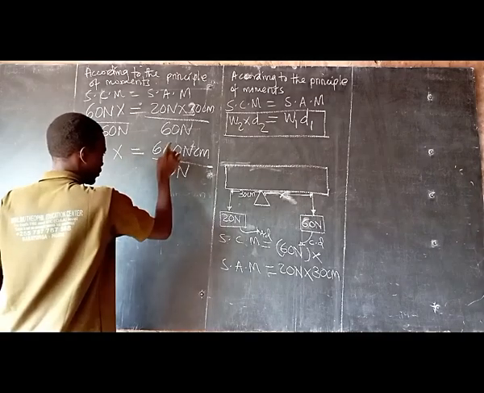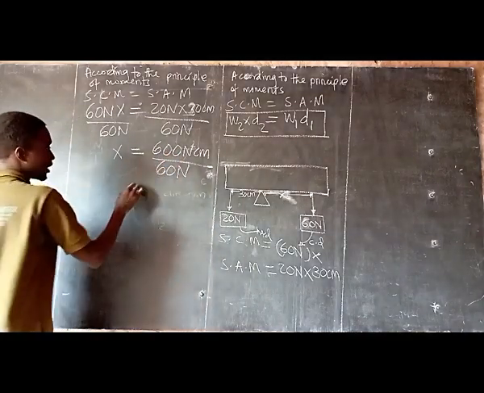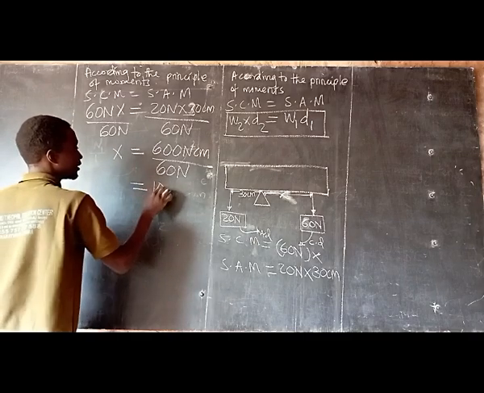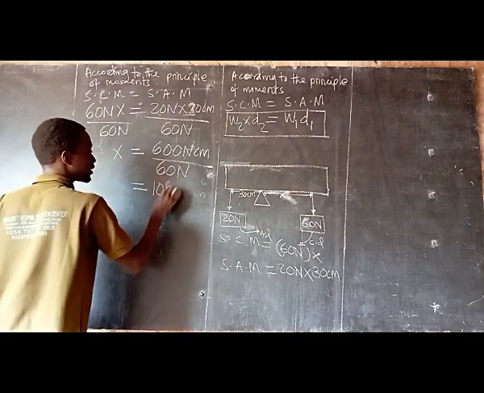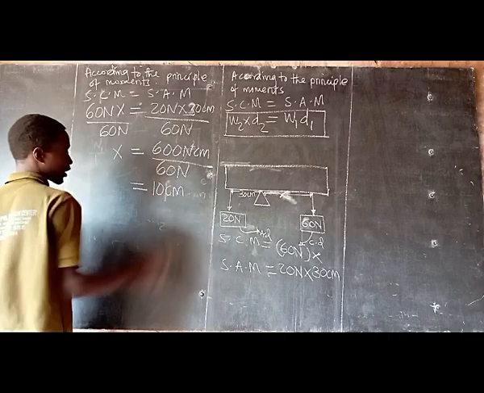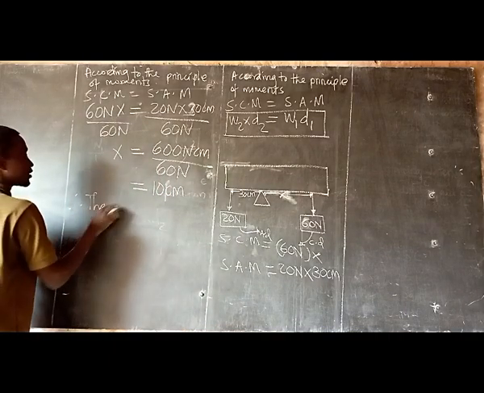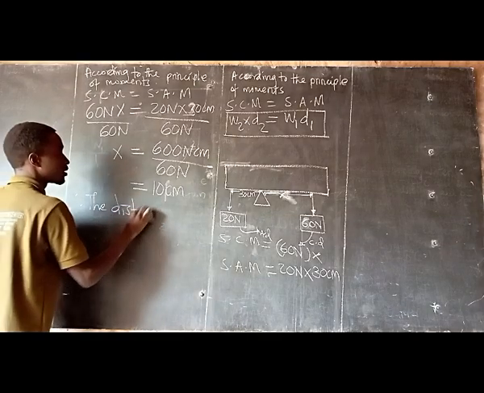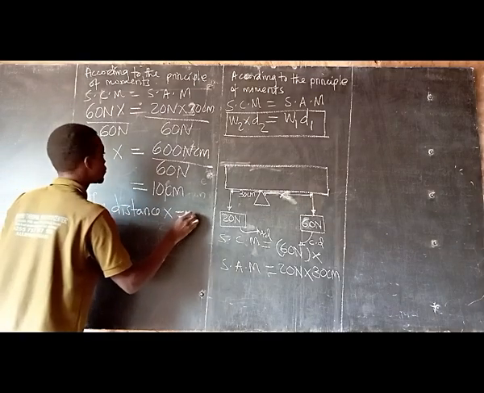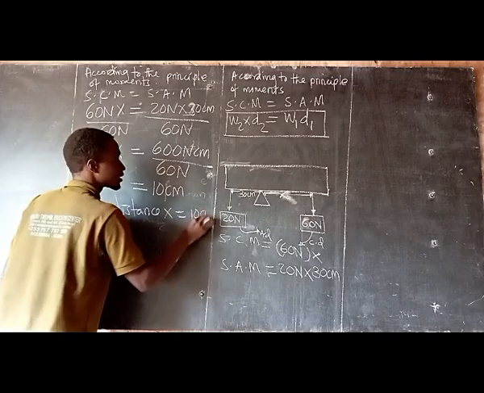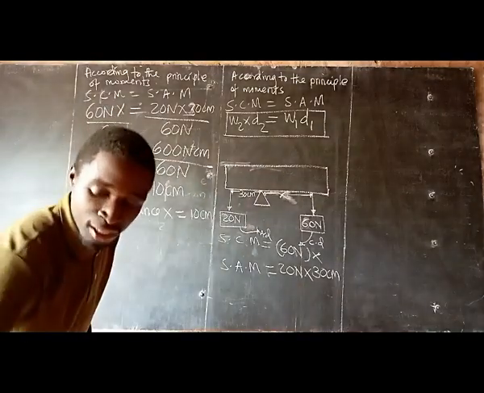So 600 over 60, you are going to get 10 centimeter, as Newton will cancel out. So the distance x will be equal to 10 centimeter. Now this will be the answer.